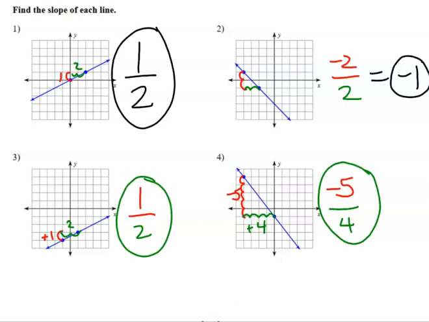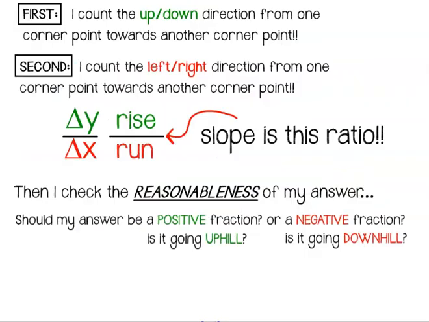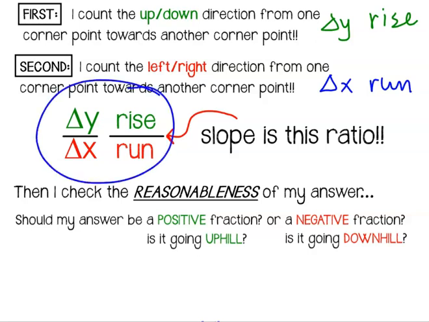Great job. Now let's review what you learned in this video. First, you can count upwards or downwards, right? Up or down from one corner point to another. That's known as finding your delta y or your rise. Second, you can count left or right from one point to another. That's called your delta x or your run. Once you find those two values, you put them together in this slope ratio. Don't forget to check the reasonableness of your answer. If your line is going uphill, the fraction should be positive, and if the line is going downhill, the fraction should be negative. And now you know how to find the slope from a graph.